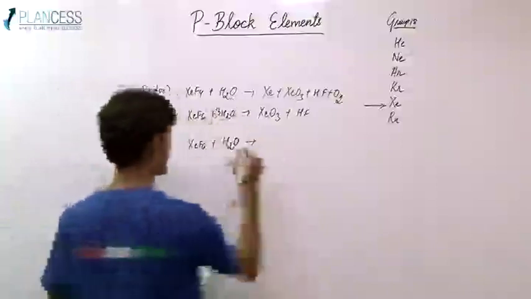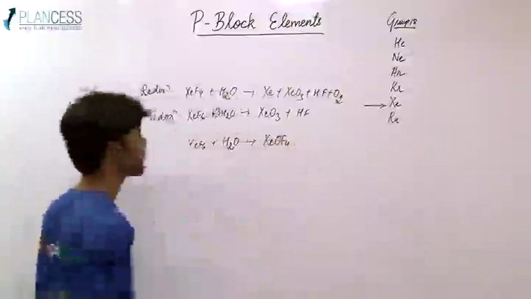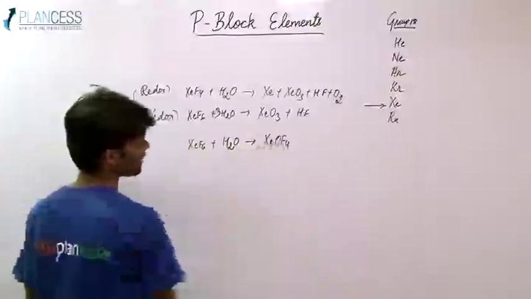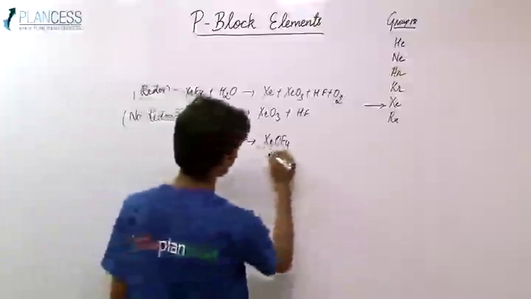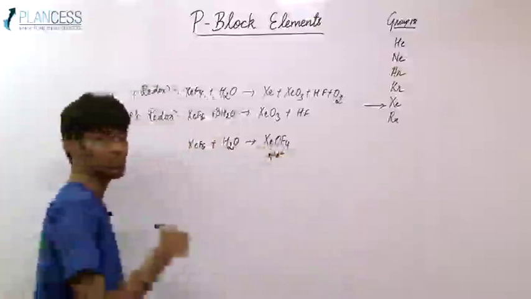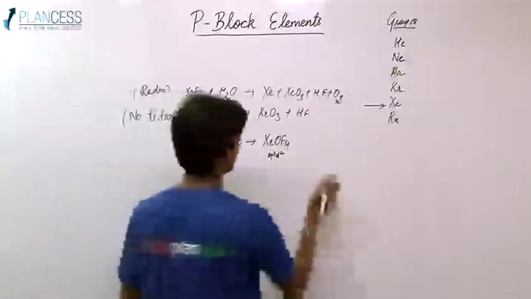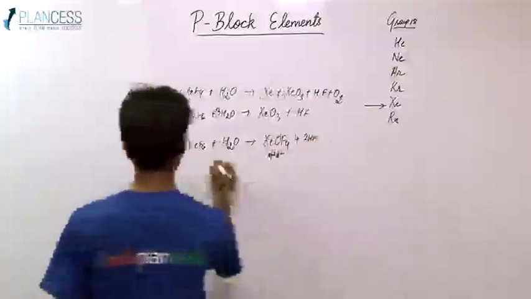Partial hydrolysis gives XeOF4, so it is an oxygen, fluorine and xenon compound. Here it is 5 plus 1, so it has sp3d2 hybridization with its shape being square pyramidal, 5 bond pairs, 1 lone pair, plus HF. Now it is one molecule.